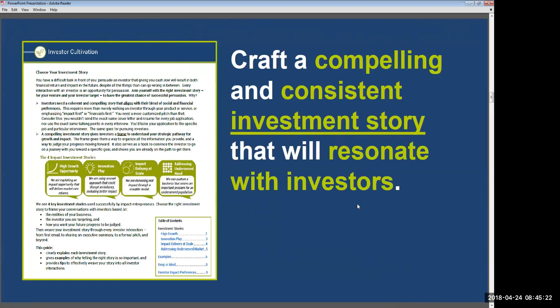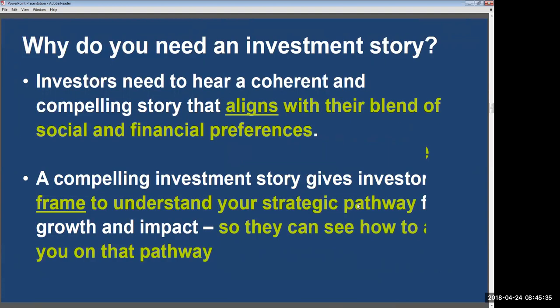Today, we're just going to go through the stories themselves and talk a little bit about how they're different and how you can use them. And then if you wanted to get more information, you could register for the toolkit and get our very, very detailed guide. So why do you need an investment story?